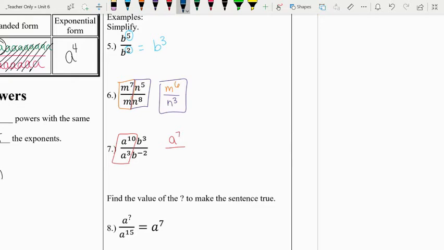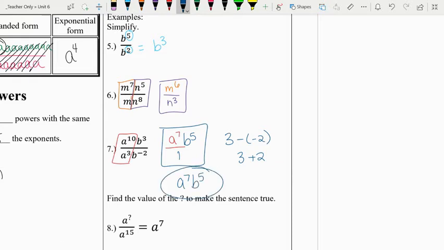Don't let the next one confuse you. You're still doing 3 minus negative 2. Remember, when you're subtracting a negative, you're really adding. So it's 3 plus 2, which is 5. Now, where does that go? Where the larger one's at. So b to the 5th would go in the numerator, which means we have nothing in the denominator. So you could put a 1, or you could just keep it as a to the 7th, b to the 5th, and that's it.